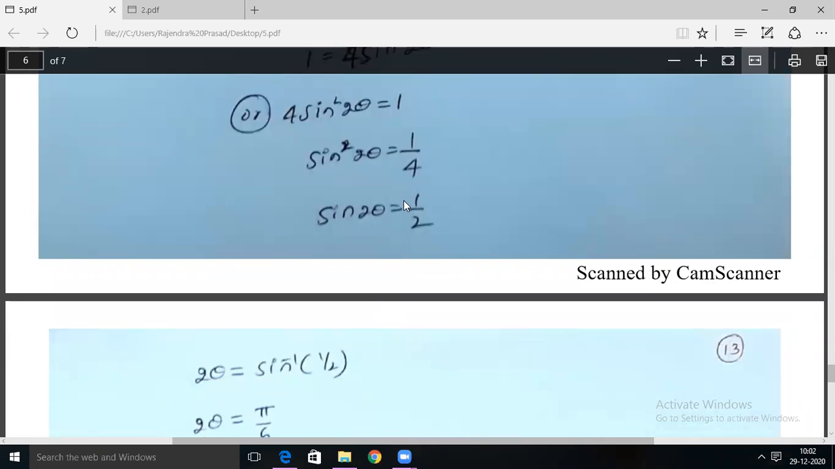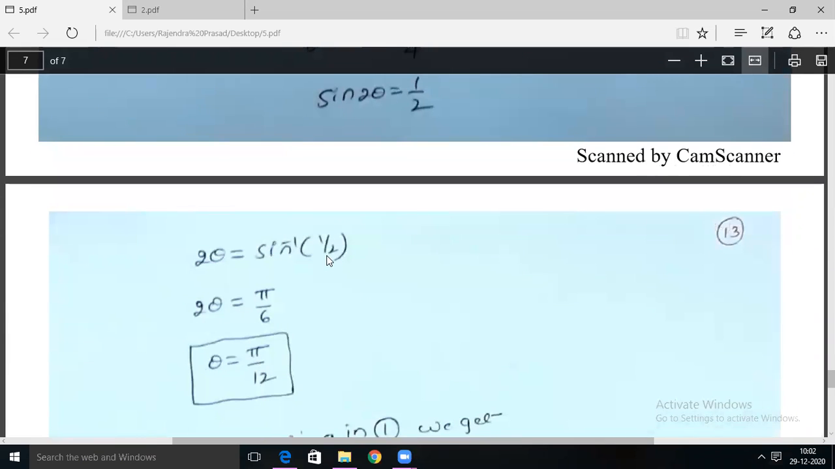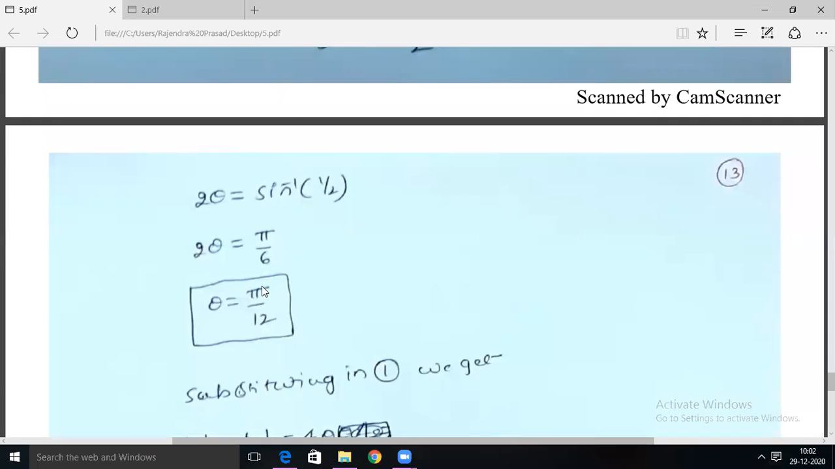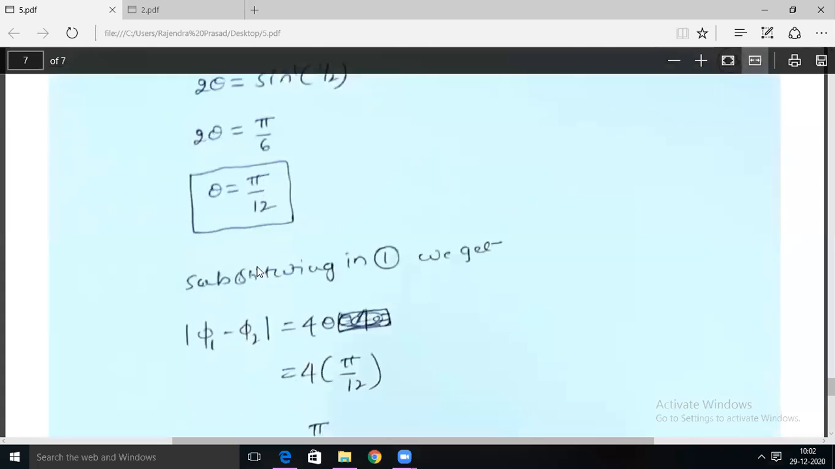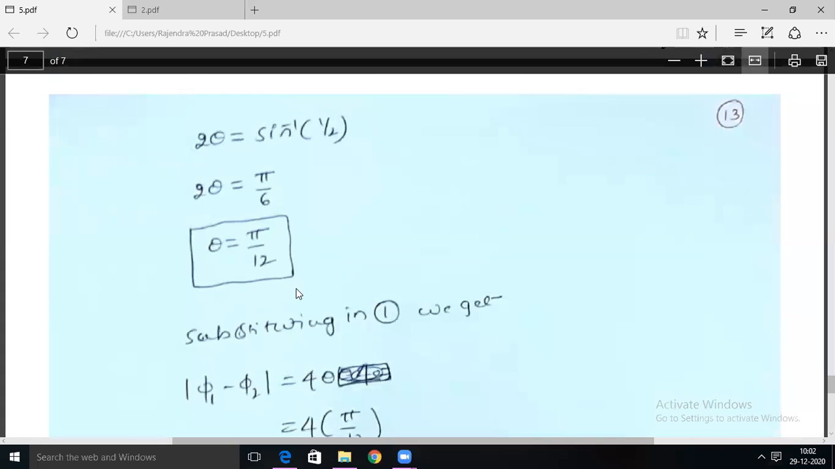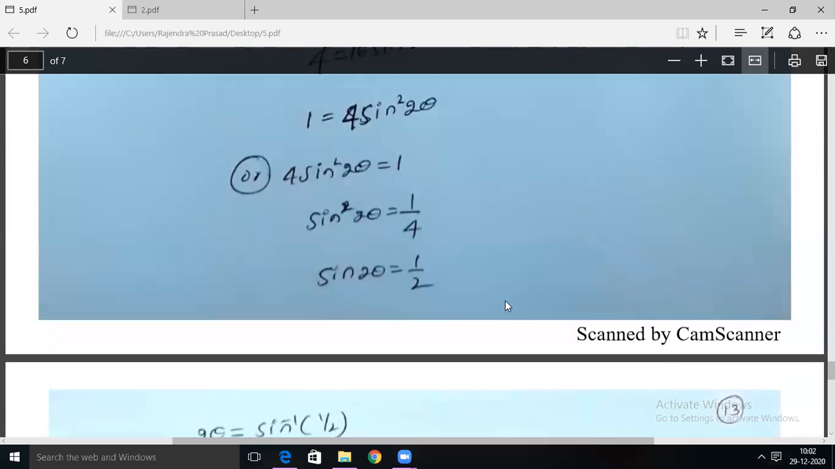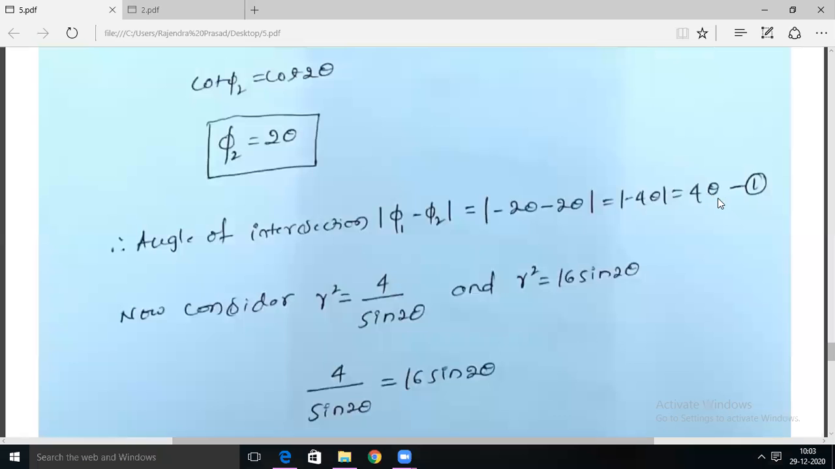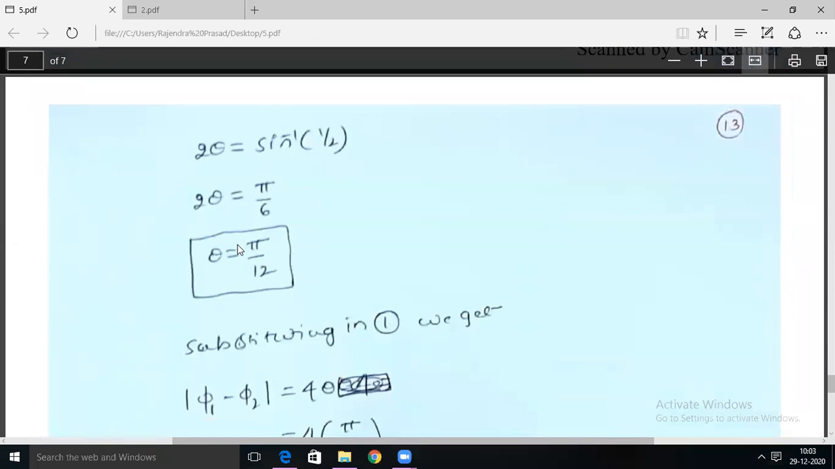2 theta we want here. Sin goes to RHS, it becomes sin inverse of 1 by 2. Sin inverse of 1 by 2 is equal to pi by 6. Theta we want here. 2 goes to RHS, it becomes 1 by 2. So 1 by 2 into pi by 6, we get pi by 12. So theta is equal to pi by 12, which we have to substitute in equation number 1. In equation number 1 the angle of intersection phi 1 minus phi 2 is equal to 4 theta.